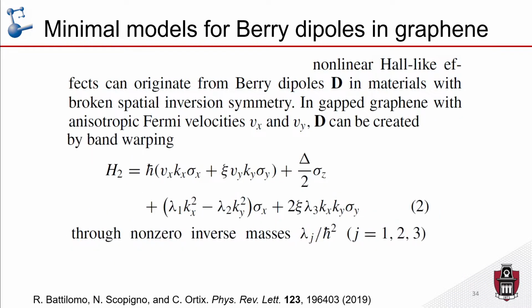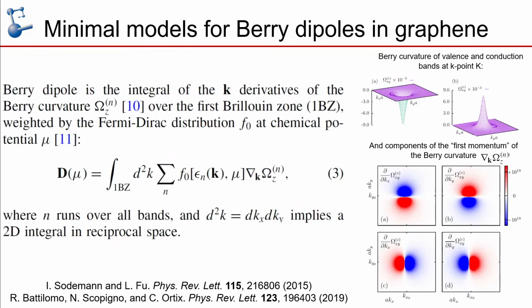And there is another model. It's kind of similar. This one relies on warping, the non-Lorentzian part that was discussed by Babak moments ago. So these terms over here give rise to trigonal warping, and they distort the Dirac dispersion. So anyway, there are different ways to go about creating these dipoles, okay?